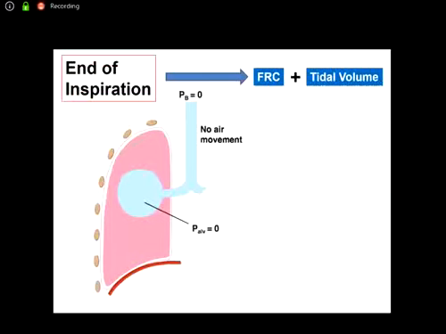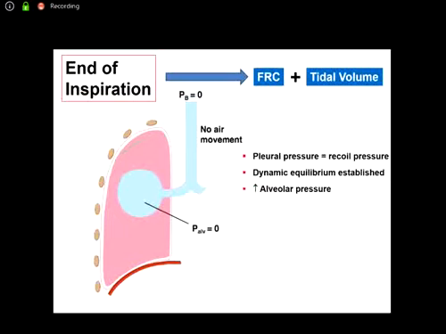At the end of inspiration, the alveolar pressure increases because you get air into the alveoli to the point in which the alveolar pressure becomes equal again to the atmospheric pressure, and that's when the flow of gas stops. Okay, so at the end of expiration, you basically have, as you see on the top, FRC plus the tidal volume. That's what you have at the end of expiration.